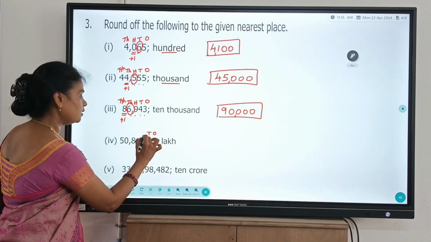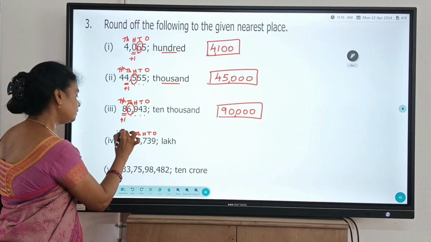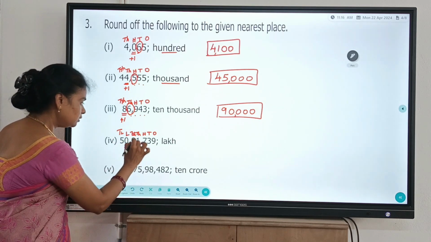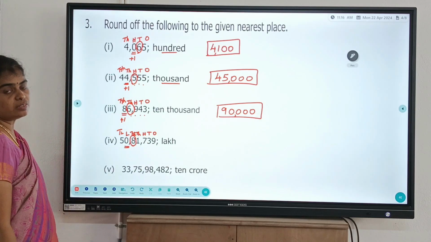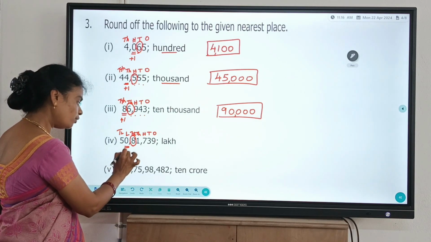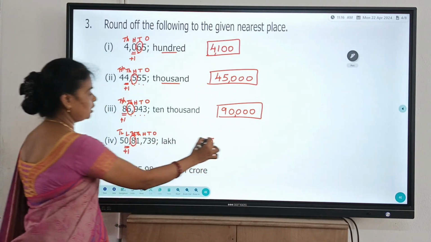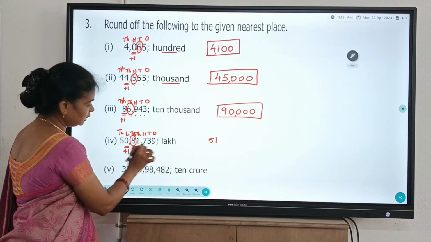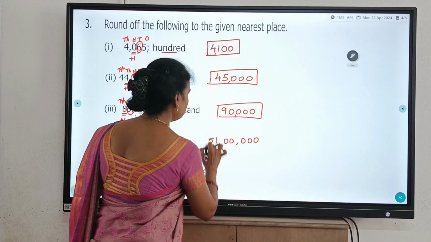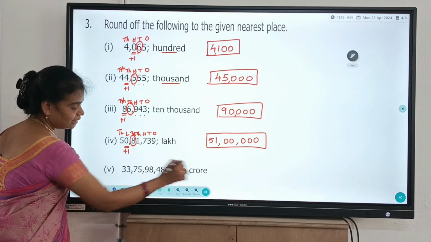The next one, you must round it off to the nearest lakh. So ones, tens, hundreds, thousands, 10,000s, lakhs, 10 lakhs. So 0 is in place of lakhs, and hence compare the next number, which is 8, and this 8 is greater than 5. So what you must do is you will add plus 1 here. So the answer is 5, and 0 plus 1 is 1, and instead of these 5 digits, you will write 5 zeros as the answer. So 51 lakhs.